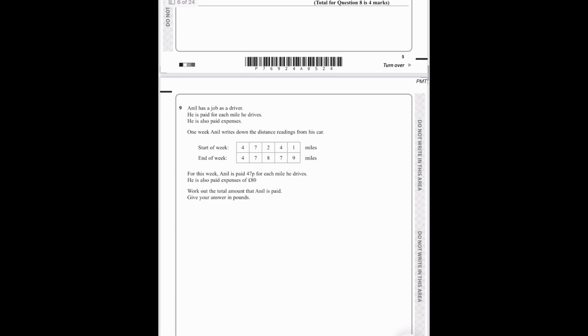Anil has a job as a driver. He's paid for each mile he drives. He's also paid expenses. At the start of the week, he has done 47,241 miles. By the end of the week, he's done 47,879 miles. So we do 47,879 take away 47,241, which gives us 638. That's how many miles he did.